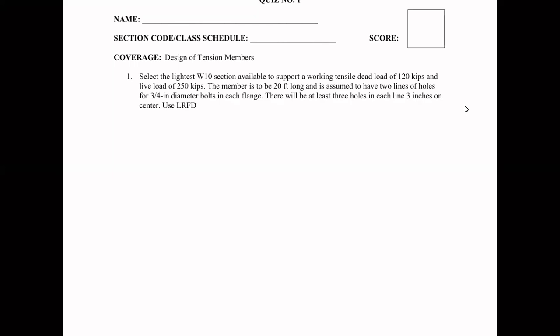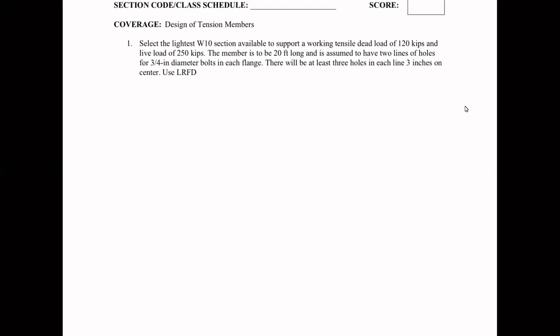This session is about the solution for our quiz that we did last time, and this is about the design of tension members. So let's solve. We have here: select the lightest W10 section available to support a working tensile dead load of 120 kips and a live load of 250 kips, with the member 20 feet long, and assume two lines of holes in each flange.